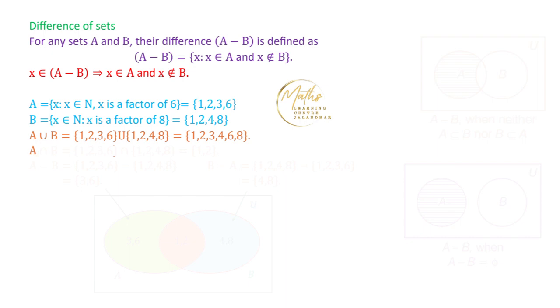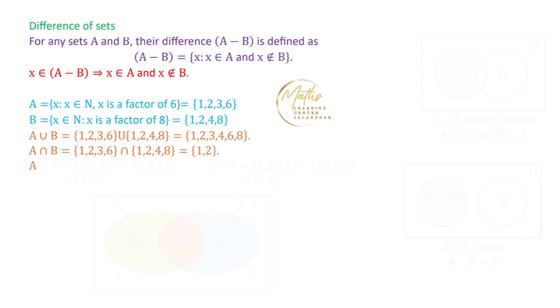When we are talking about A intersection B, we mean those elements which are present in both A and B. These are the sets A and B. The elements present in both these sets are 1 and 2.